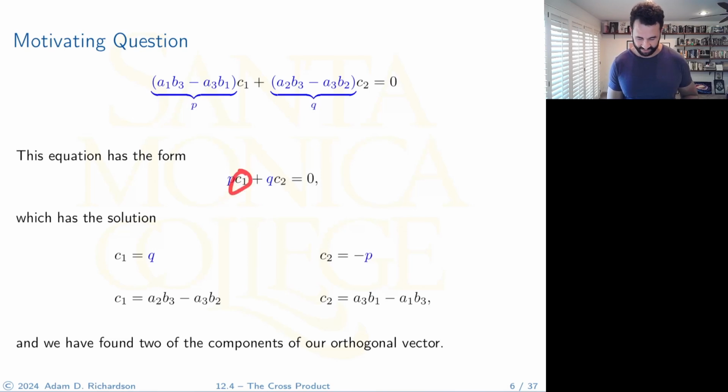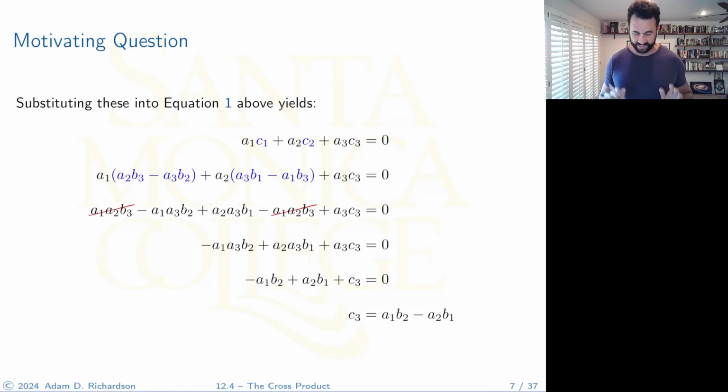So if this was Q, and this was negative P, then we would have 0. You could also switch the order of the negatives and you'd have the same kind of result, but it would be off by a negative. But that's really all we needed. Because if C1 is equal to Q, Q is only in terms of A and B. And C2 would also only be in terms of A and B. So right now we have two of the components that we were looking for originally, right? C1 and C2.